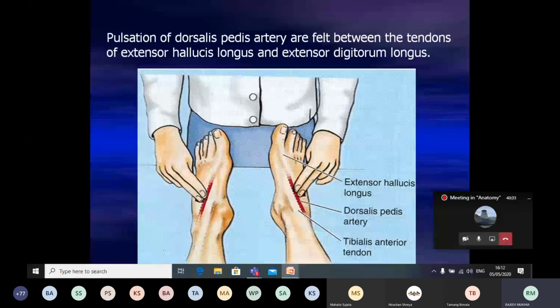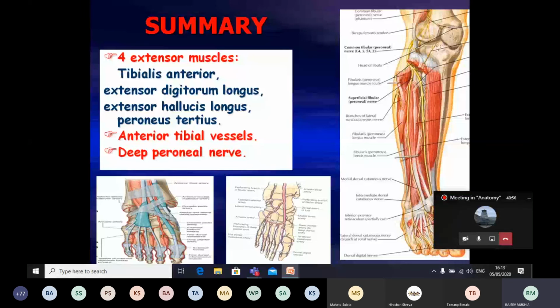One of the applied aspects: here you can see the pulse of the dorsalis pedis artery. You can feel the pulse of the dorsalis pedis artery between the tendon of extensor hallucis longus and extensor digitorum longus. Between these two tendons, you can feel the pulse of the dorsalis pedis artery. So one of the applied aspects of this artery is that the pulsation can be felt between the tendon of extensor hallucis longus and extensor digitorum longus.